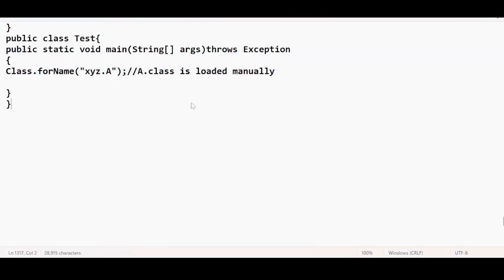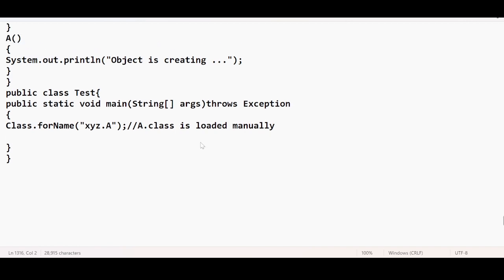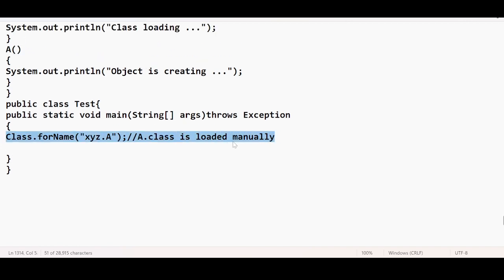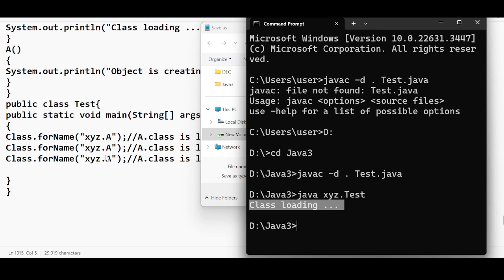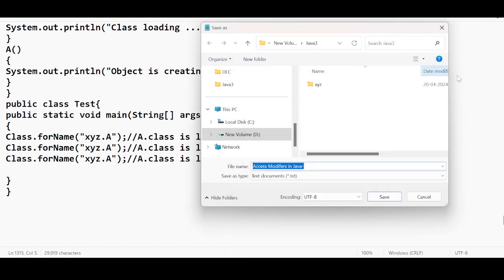So you may be having a doubt. We are loading the .class file to the JVM manually. What if I do this over and over again? Do you think that the .class file is going to get loaded manually 3 times? If I run this code, you might be getting a question like this.